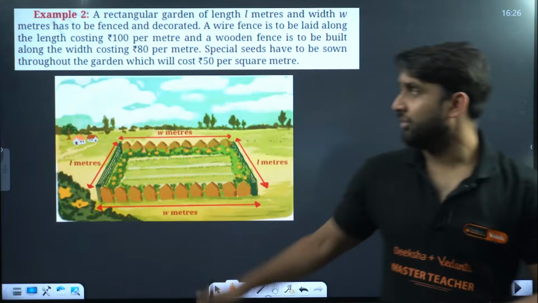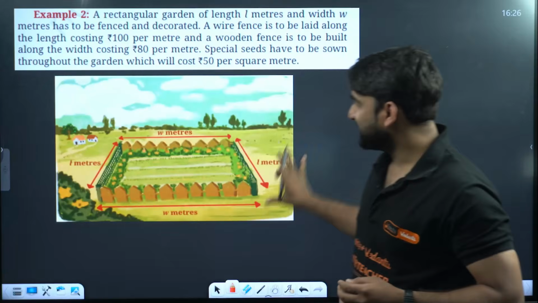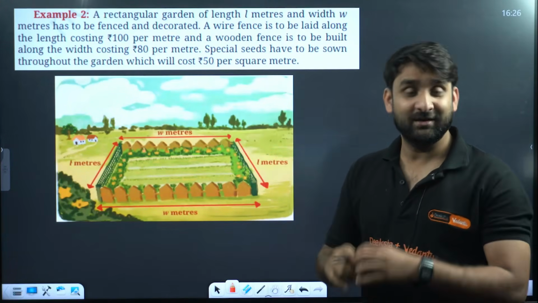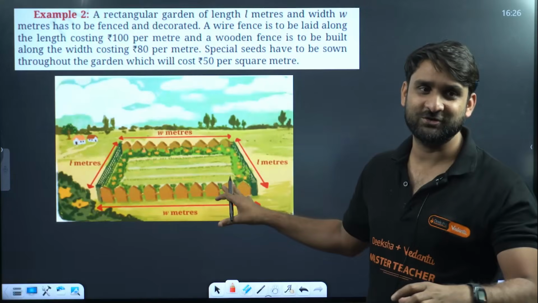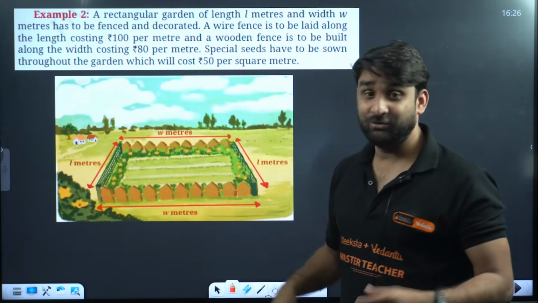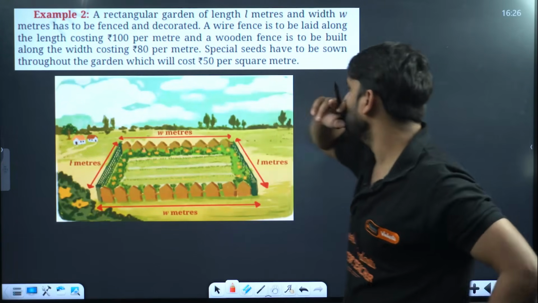Now one more example we have. There is a realistic situation given to you and you have to construct a polynomial for this situation. The story is given, the diagram is given to you here, and you have to form the equation for this. Okay, look at the question.